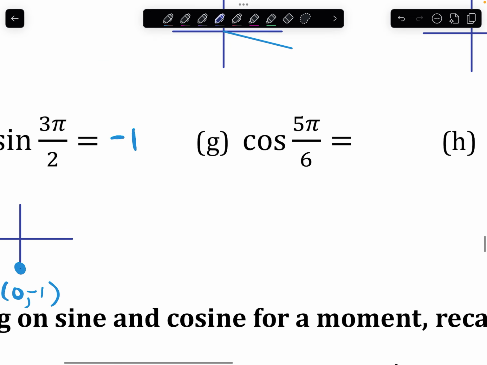Cosine of 5 pi 6, 1 less than the denominator, so that puts us in quadrant 2, closer to the x-axis because the denominator is a 6. Cosine is the x value. When you are closer to x, x is bigger, but it is negative because it's in quadrant 2, square root of 3 over 2.